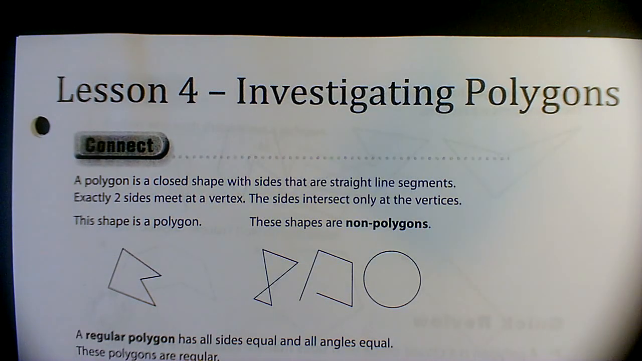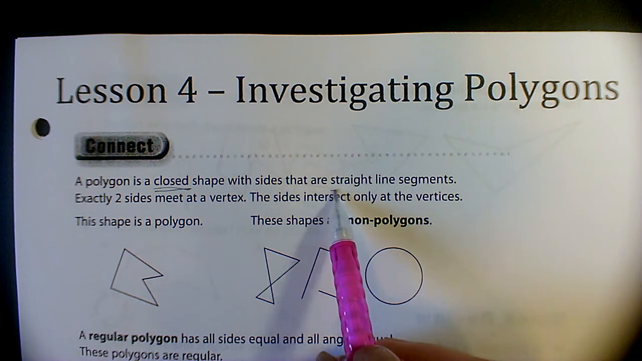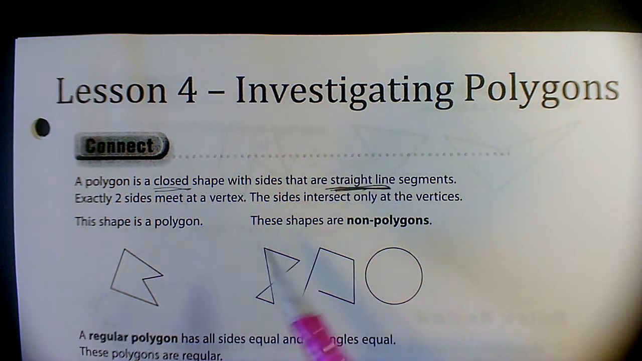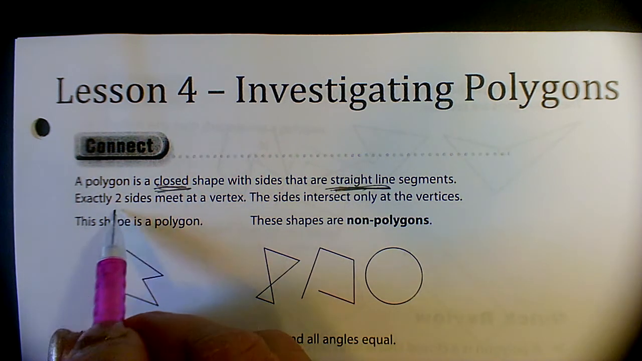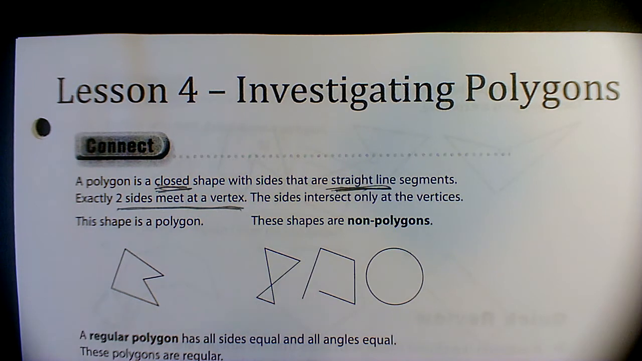All right, this is lesson 4 about investigating polygons. A polygon is a closed shape, and its sides have to be straight lines. It has to be closed, and two sides have to meet at a vertex. So there's no overlapping, none of that sort of thing.